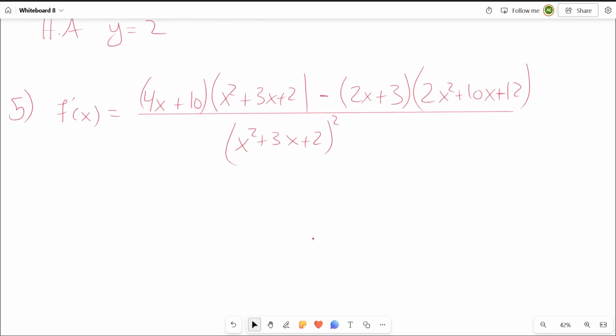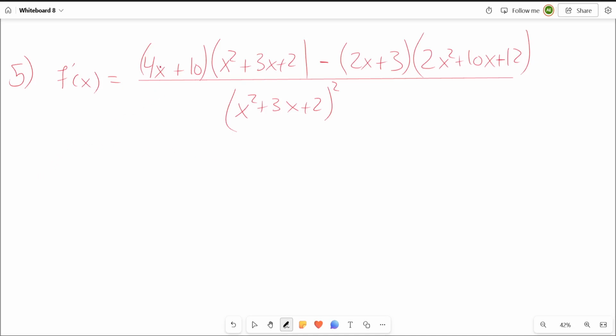So over here, I can multiply everything out. So let me multiply everything. So I'll have 4x times x squared. That's going to be 4x cubed. 4x times 3x is basically plus 12x squared. 4x times 2 is plus 8x. Now I'll start multiplying the 10. So 10 times x squared is basically 10x squared. 10 times 3x is 30x. And 10 times 2 is basically 20 over here.